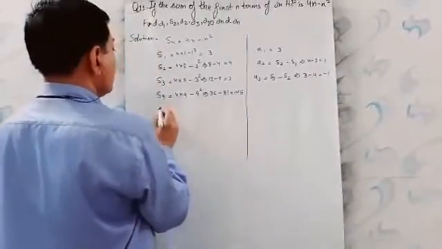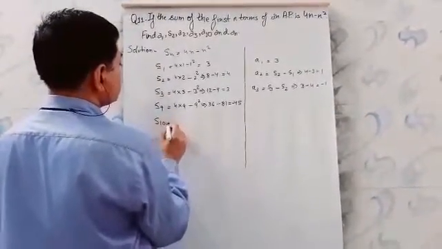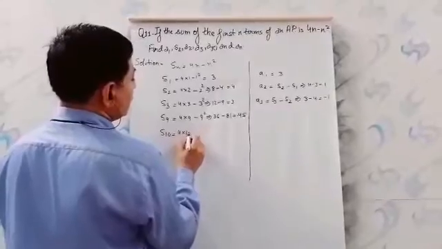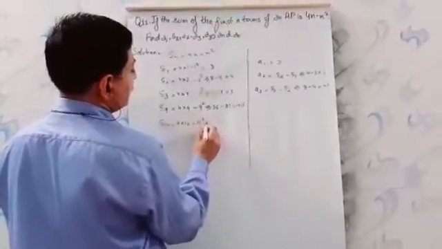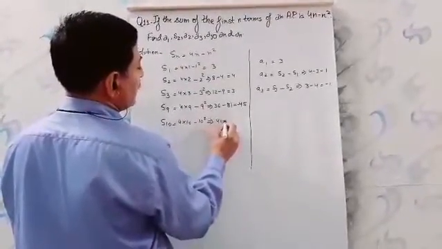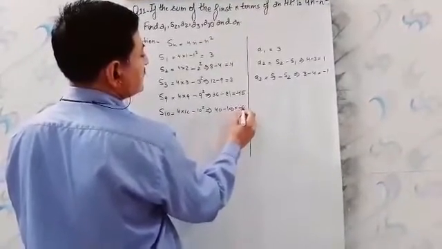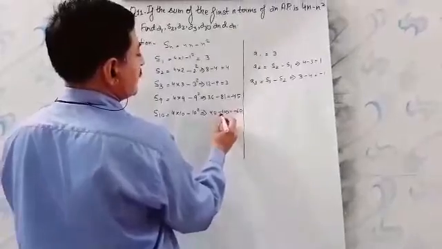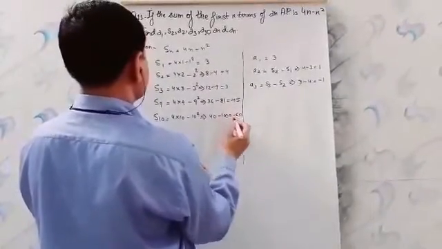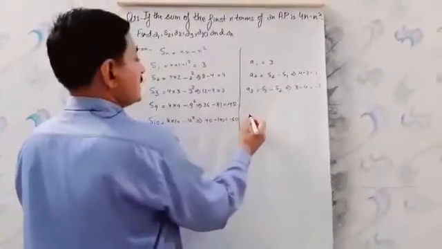S9 equals minus 45. And S10 will be 4 into 10 minus 10 square. So 4 into 10 is 40, and 10 square is 100. So 40 minus 100 will be minus 60.